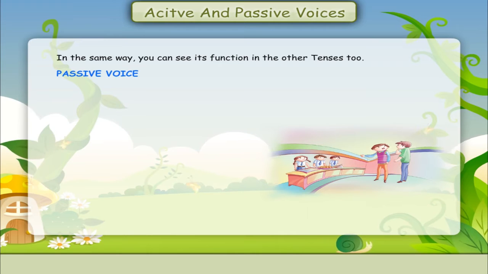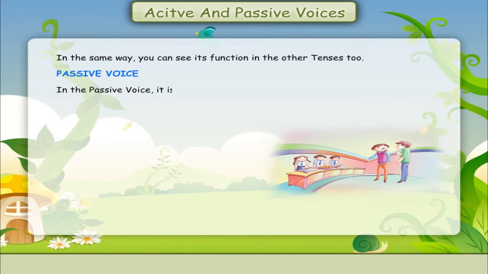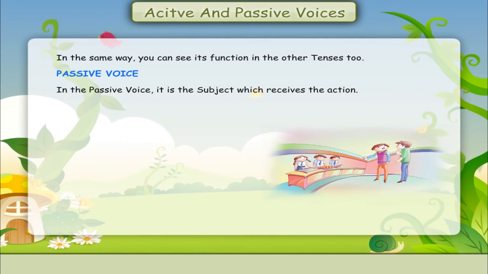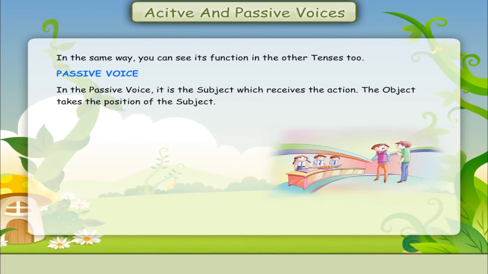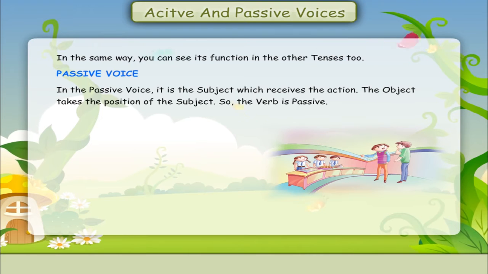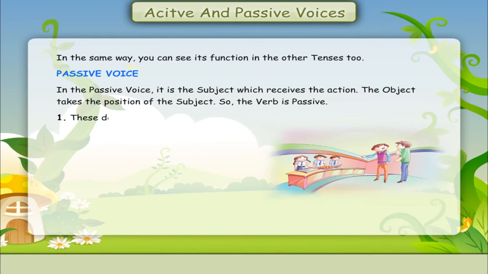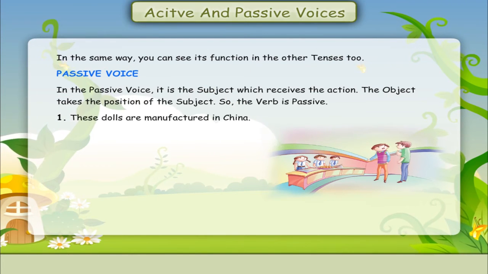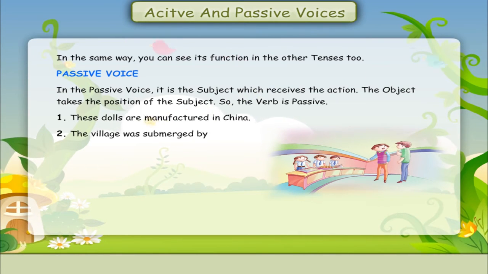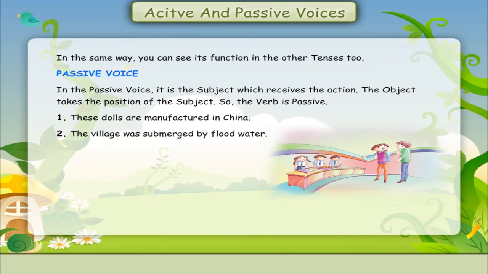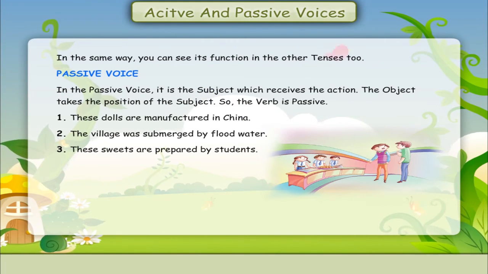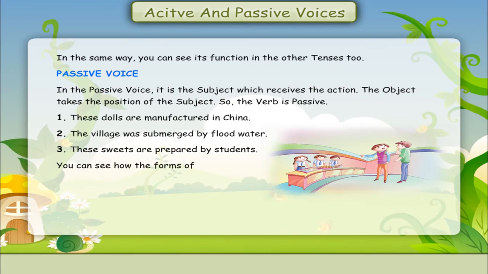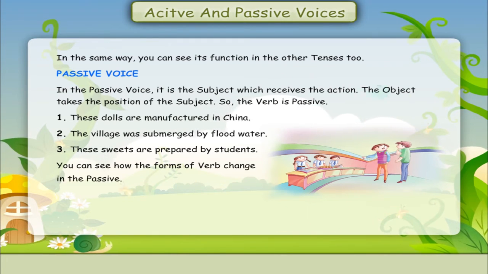Passive voice. In the passive voice, it is the subject which receives the action. The object takes the position of the subject, so the verb is passive. These dolls are manufactured in China. The village was submerged by flood water. These sweets are prepared by students. You can see how the forms of verb change in the passive.